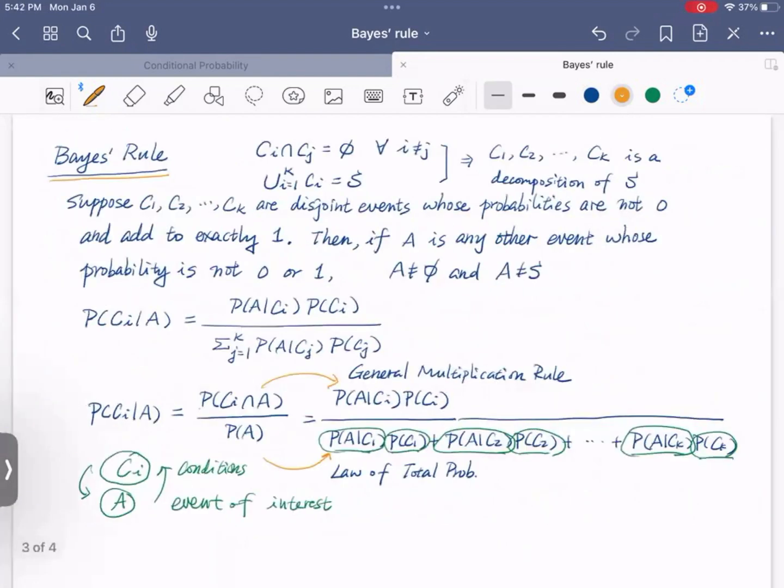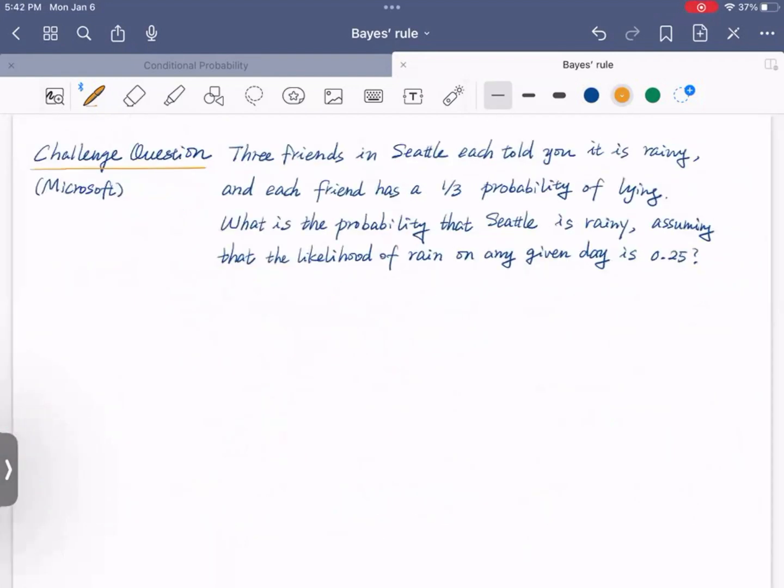All right, now I see a challenge question from Microsoft. 3 friends in Seattle each told you it is raining, and each friend has a 1/3 probability of lying. What is the probability that Seattle is raining, assuming that the likelihood of rain on any given day in Seattle is 0.25? Again, if you want to solve this problem by yourself, you can pause the video and then resume a little later. Now let's solve this problem.